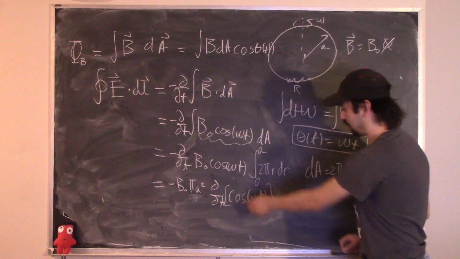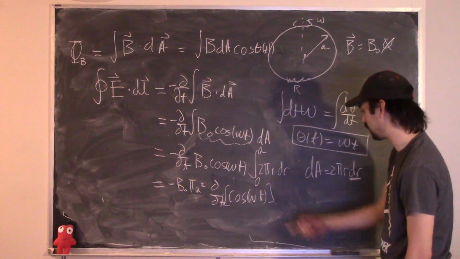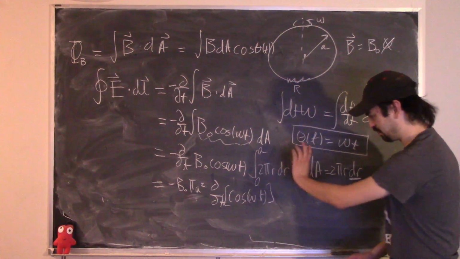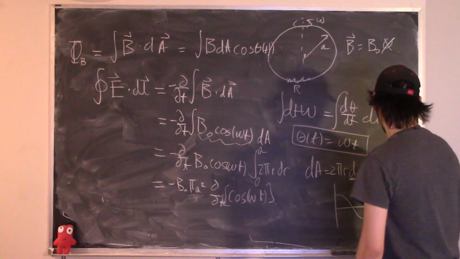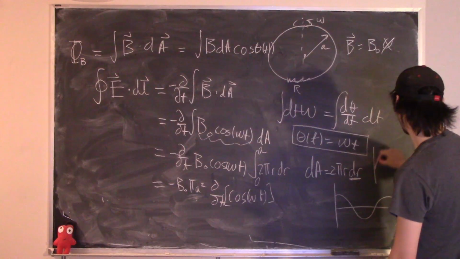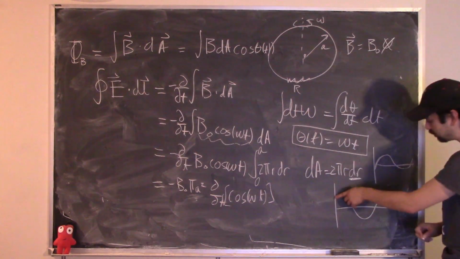Okay. Now, what is the partial derivative with respect to time of cosine of omega t? Personally, I never remember this exactly, but I remember what these look like. So this is going to be cosine. This is going to be sine.